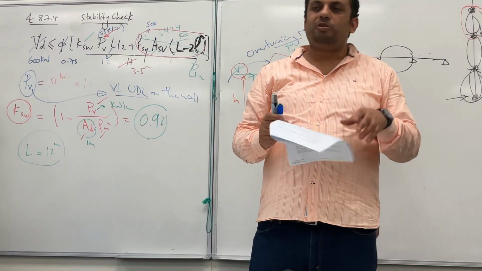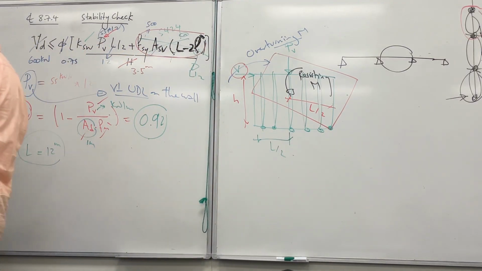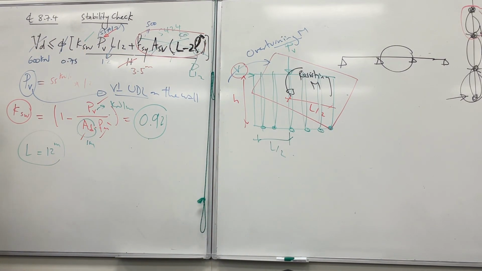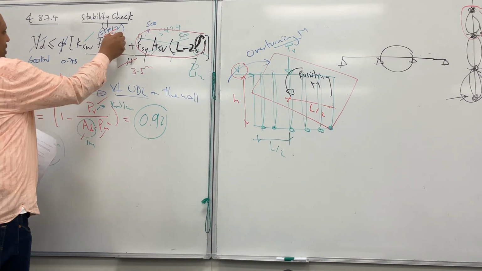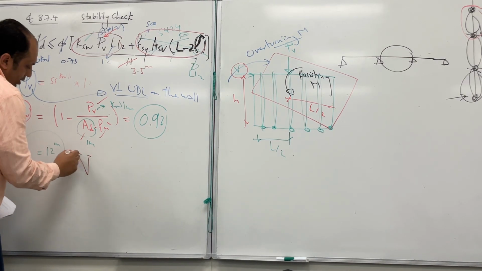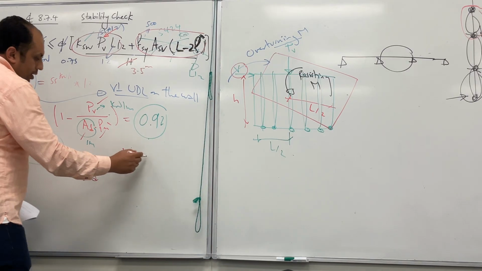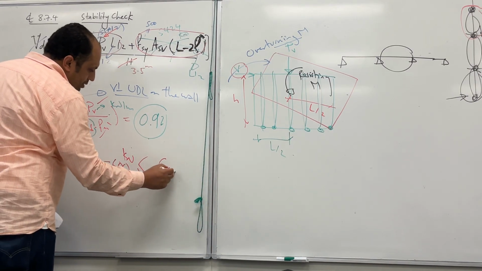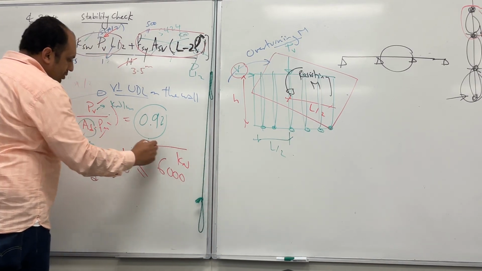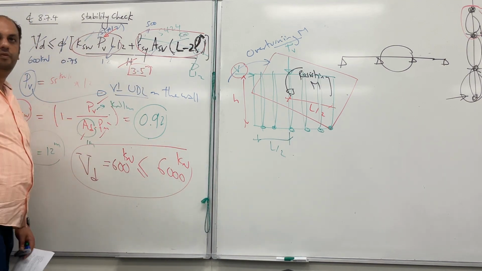But because we don't have enough information about the reinforcement given in the example, we don't need to go too deep. How much is this value for the first part, guys? 6,000, so this is 10 times the values we need. So VD equals 600 kilonewton, less than the capacity, which is 60,000 kilonewton.